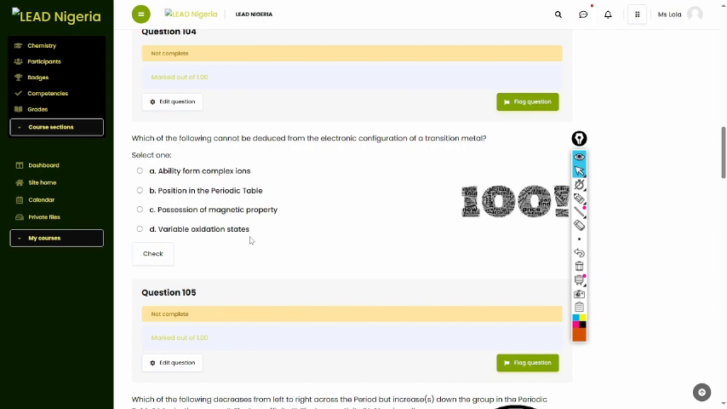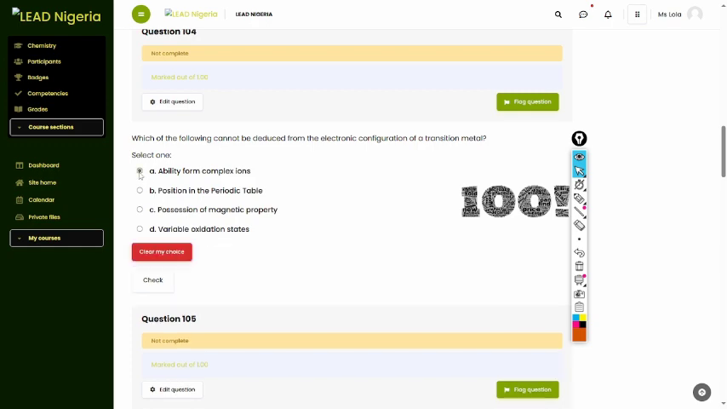Which of the following cannot be deduced from the electronic configuration of transition metal? The configuration of transition metals can tell us some of the properties of the transition metals. Its ability to form complex ion is actually not something you can tell from the configuration, but you can tell the position from the configuration. You can tell the magnetic property by the number of unpaired electrons it has, and you can also tell the variable oxidation states by the electronic configuration. So the property we cannot tell from the configuration is its ability to form complex ions.